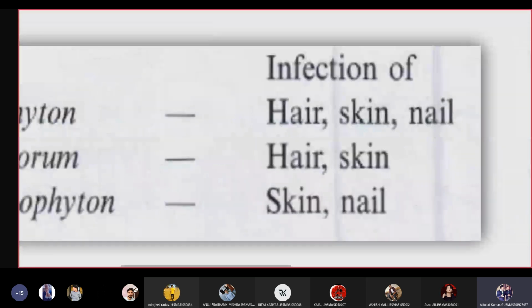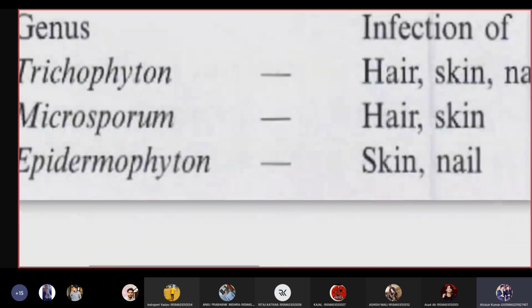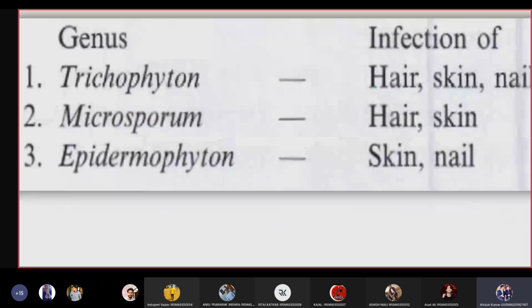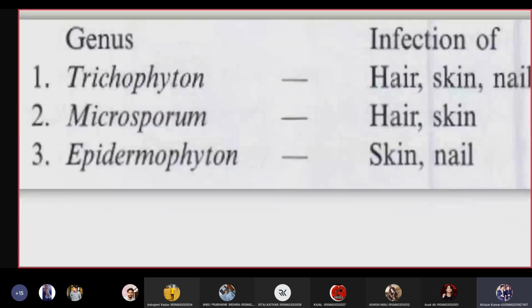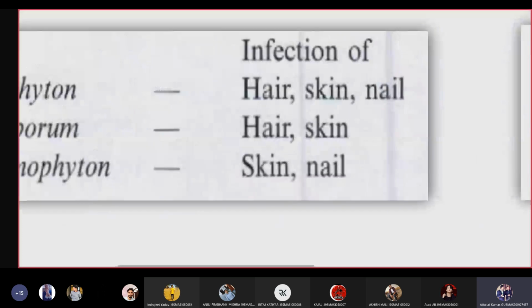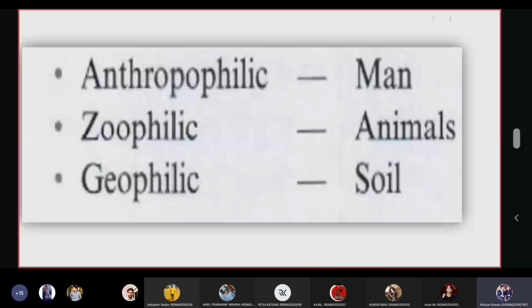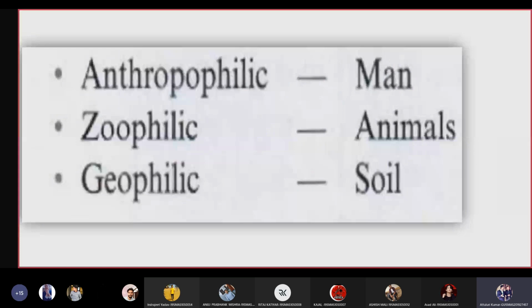Trichophyton will infect all three areas: hair, skin, and nail. Microsporum infects hair and skin, whereas Epidermophyton infects skin and nail. A simple shortcut: epidermis means skin. So Epidermophyton will only infect skin and nail, whereas Microsporum will infect both hair and skin. Then depending upon their habitat, these fungi are divided into three types: anthropophilic, that will infect humans; zoophilic, animals; and geophilic, soil.